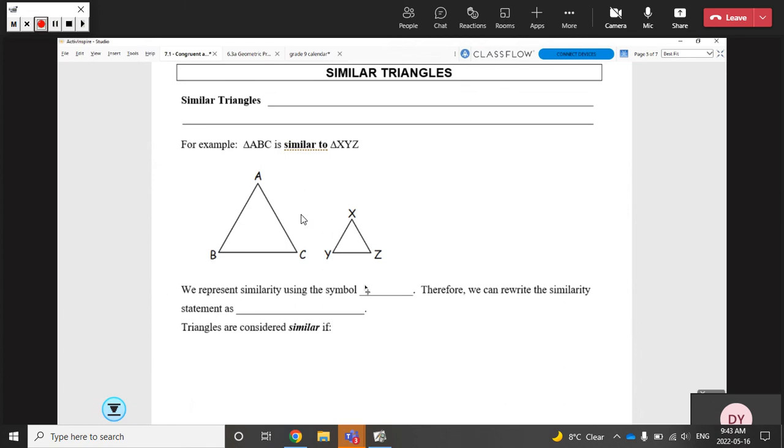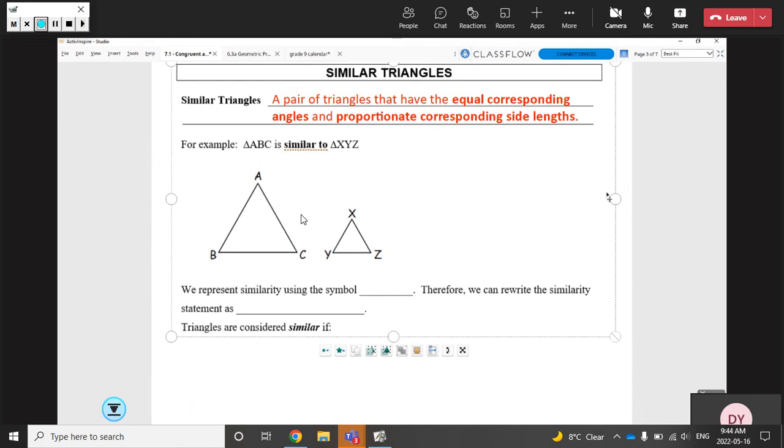So, what do we have here for the real deal definition? There's a pair of triangles that have equal corresponding angles, just like the congruent, but here's the major difference. It says it has proportionate corresponding side lengths. Proportionate. Do you remember the word proportionate? Remember ratios like 1 to 2, 1 to 8? Similar triangles is pretty much that. It's pretty much just a giant ratio between the pair of triangles.